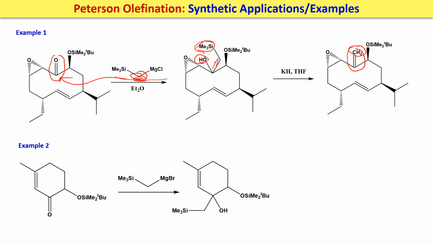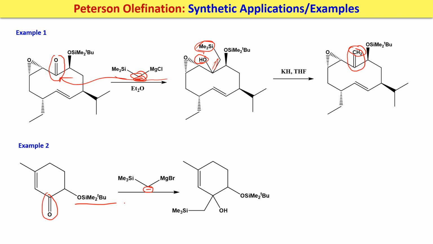Next example, here we have again Me3SiCH2MgBr. That means there will be some carbanion type of nature. And look at the substrate. There is C=O, that means a carbonyl, where the actual reaction will take place. The rest of the compound will have no change. Here we have OSiMe2tBu, but that has nothing to do with the reaction. It is simply a protection of this OH group in the form of OSiMe2tBu.